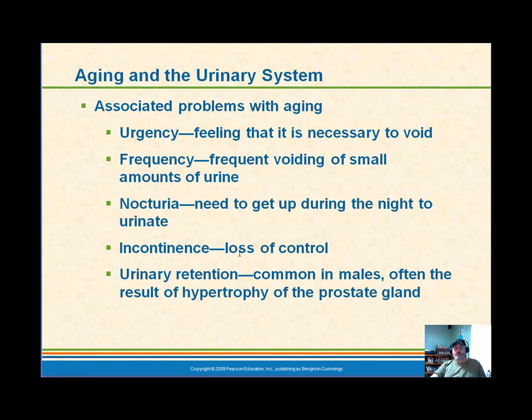Incontinence, where you lose control of urination. And urinary retention, which is most common in males as a result of problems with the prostate gland.